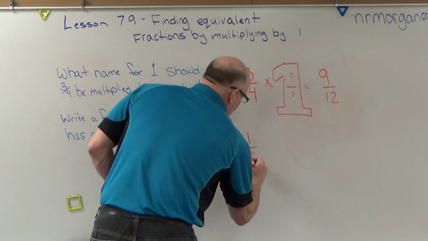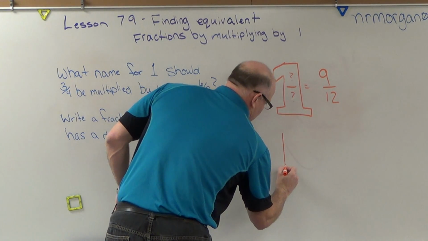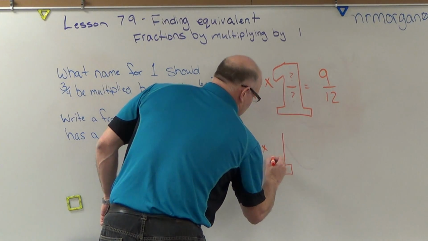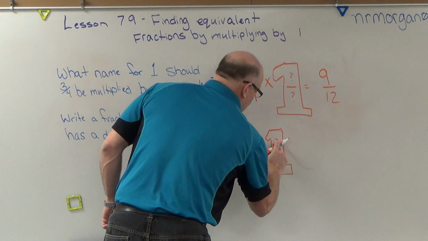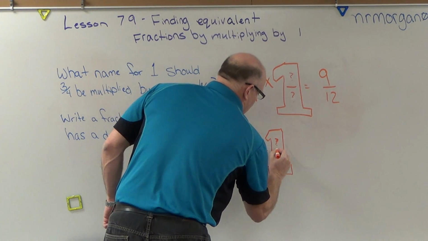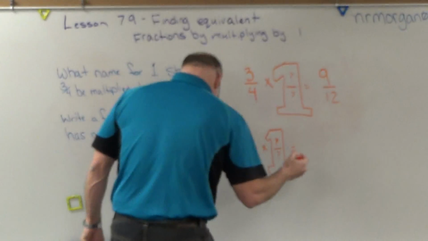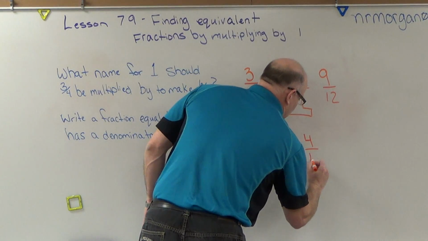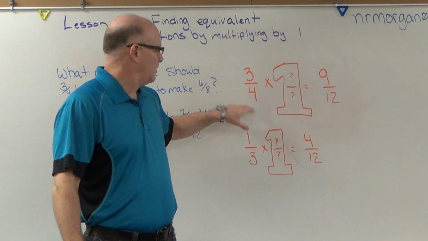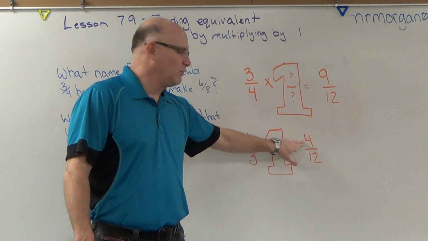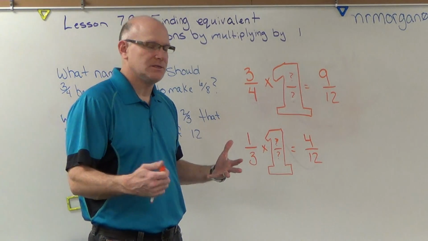Let's do 1/3 times what equals 4/12. Okay, so for this one, it's just going to be 1/3 times what is going to equal 4/12. Once again, your numerator and denominator are going to be the same things.